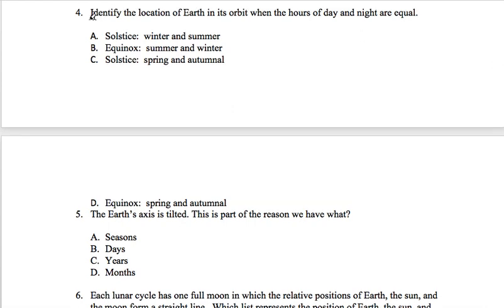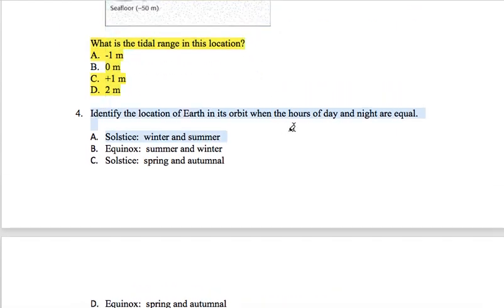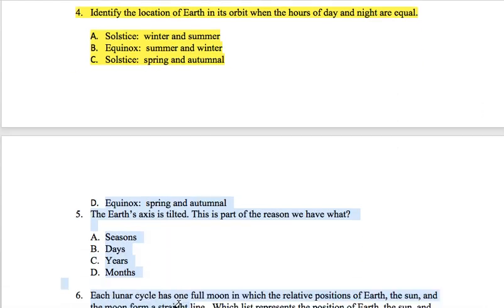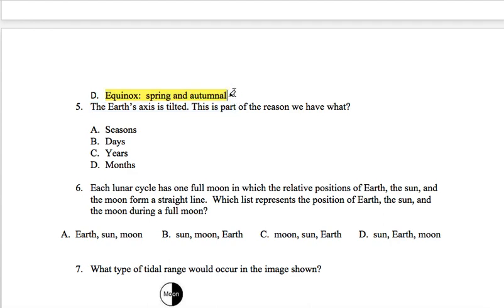Number 4. Identify the location of Earth in its orbit when the hours of day and night are equal. A. Solstice, which is winter and summer. B. Equinox, which is summer and winter. C. Solstice, which is spring and autumn. And D. Equinox, which is spring and autumn.